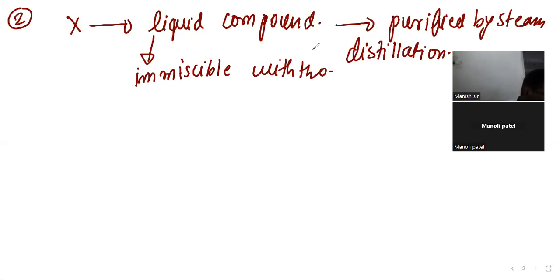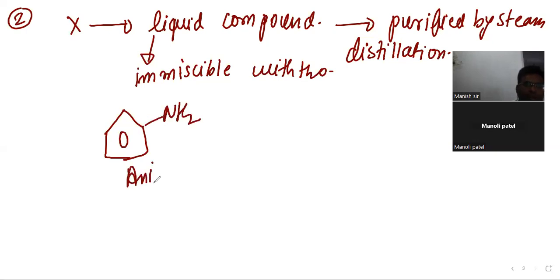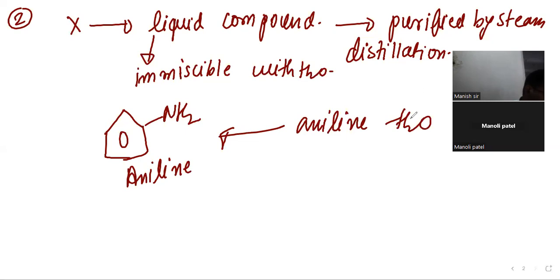Aniline can be prepared from an aniline-water mixture by applying this method. Aniline means benzene with the functional group NH2. So this compound is called aniline. It is separated from the aniline-water combination. Okay, please write it down then.